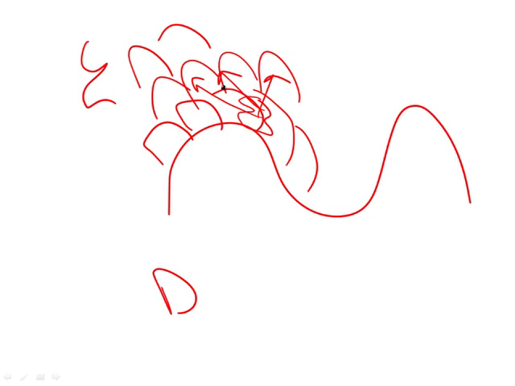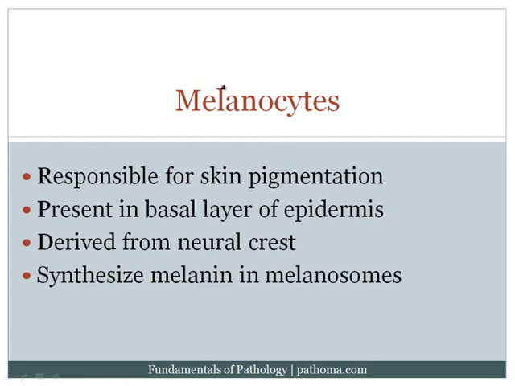So that's the basic understanding of the melanocytes. Again, they're responsible for skin pigmentation, they're present in the basal layer of the epidermis, and they synthesize melanin in melanosomes, again from tyrosine. Now one other important high-yield point, and that is that the melanocytes are derived from the neural crest, and board examiners like you to know that as well.